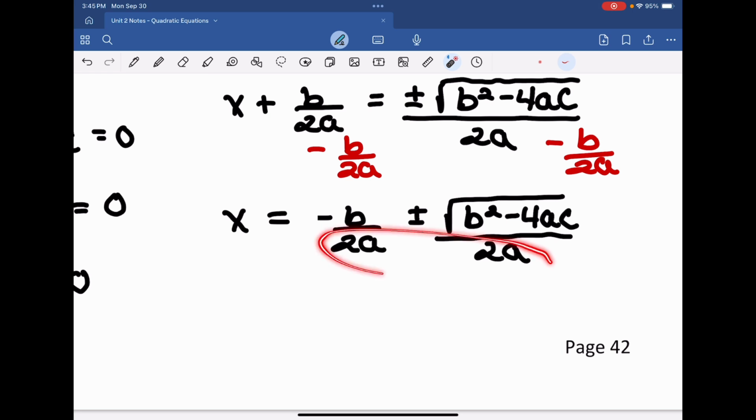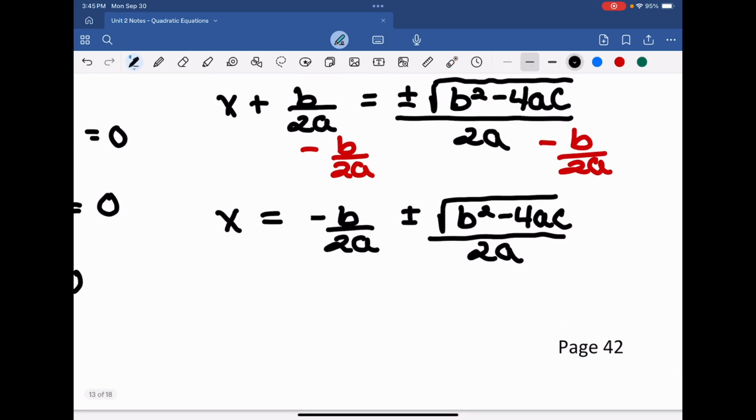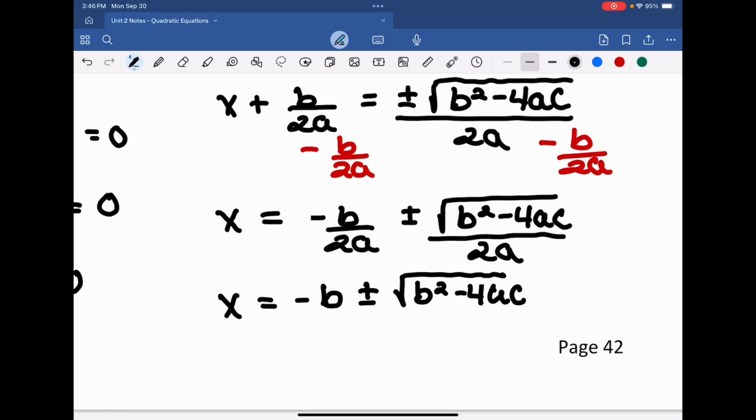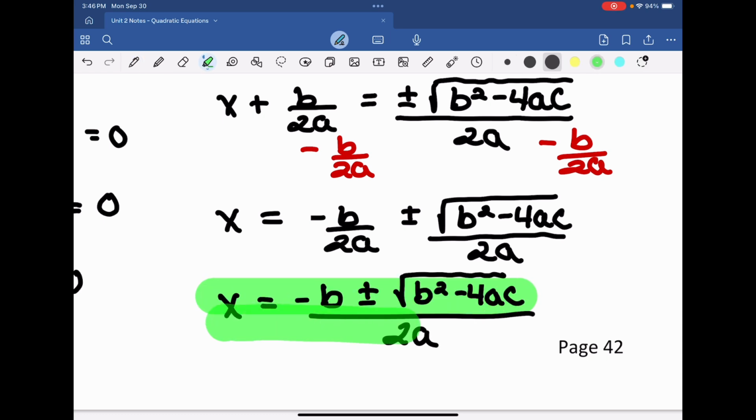Now, what we notice is there's a common denominator of 2a. So we can put these together and write x is equal to negative b plus or minus the square root of b squared minus 4ac, all divided by 2a. There we go. Now, this is what we call the quadratic formula. It is our third and final algebraic form, where if we know the coefficients a, b, and c from our trinomial, you can plug them into this formula.